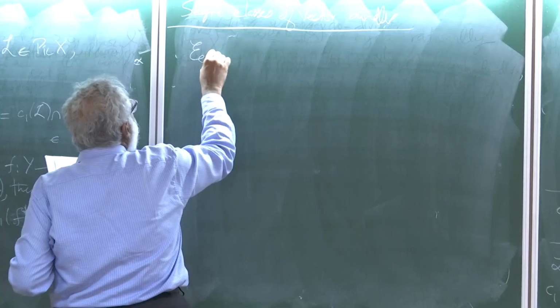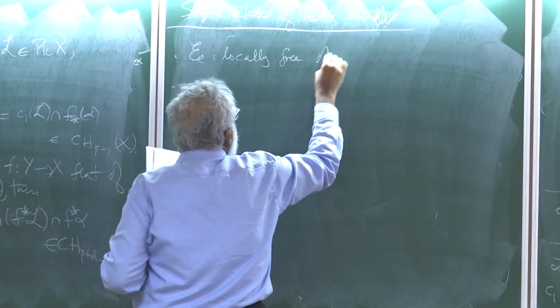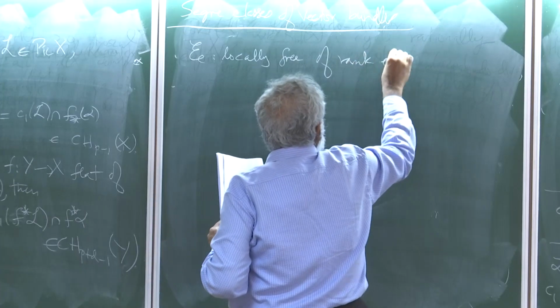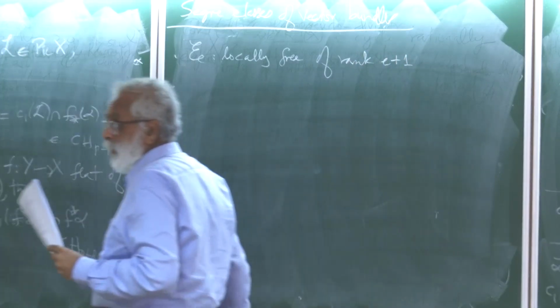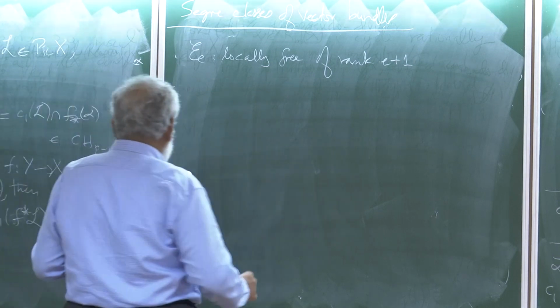So let E be locally free of rank little e plus 1. Why have I written some strange number like this for the rank? Because I'm going to take the projective bundle. So the dimension is going to go down by 1, and e will be the relative dimension of that flat morphism. Okay?